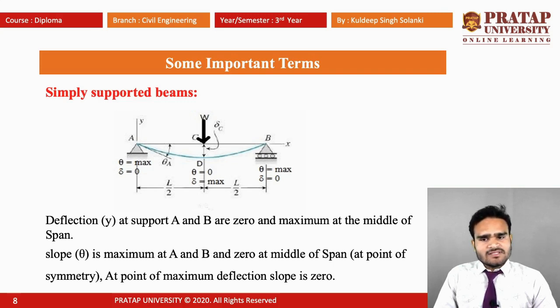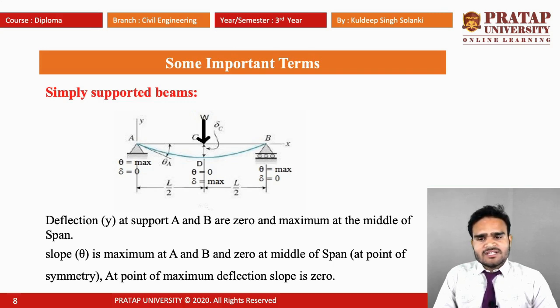At A deflection is 0 and at B deflection is 0, but at A the slope is not equal to 0, because at A the slope is maximum. The slope at B is also maximum because of the symmetry of the beam. So the slope at A and slope at B are equal, and this is the maximum slope. And deflection at the central portion is maximum, because at A and B deflection is 0, deflection increases from A to C, and the maximum deflection is at the central point, below the point load.